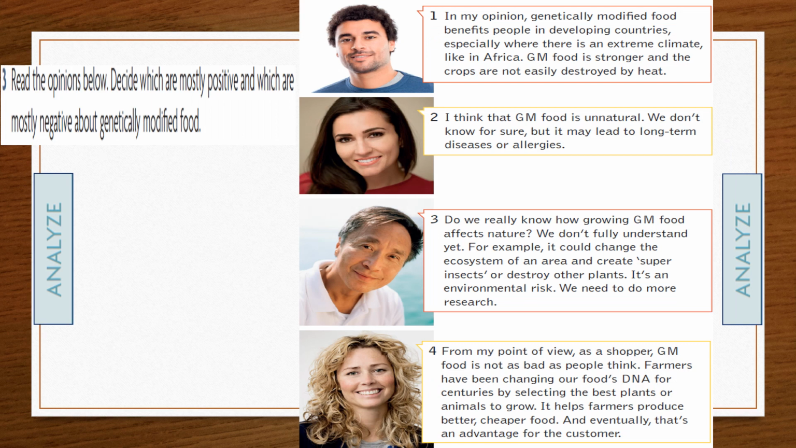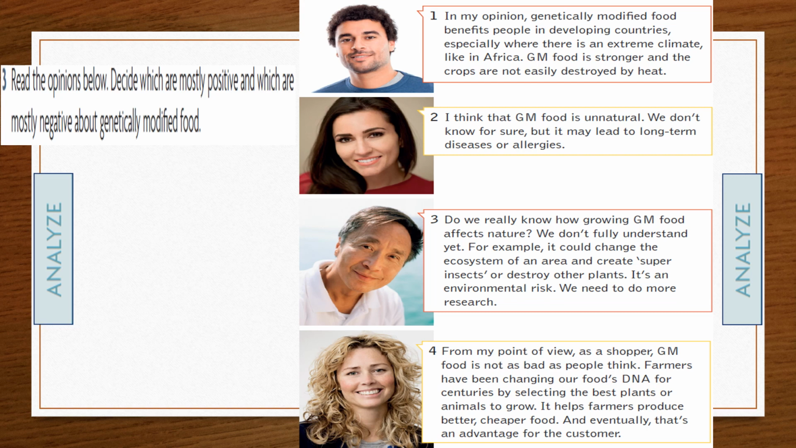The third step is analyze. We have understood what genetically modified food is, and then we applied our understanding on some types of genetically modified food. Now it's our turn to analyze other people's opinions about genetically modified food. Are they with or against? Is it positive or negative? Let's take them one by one.